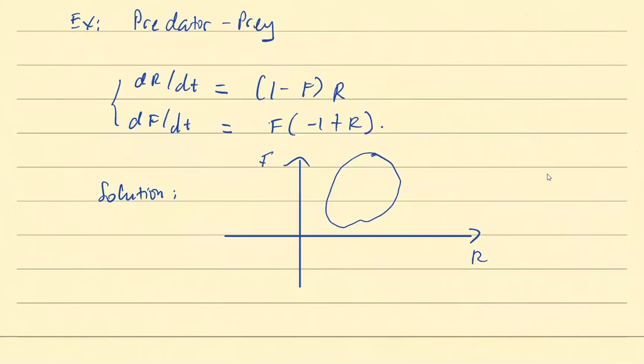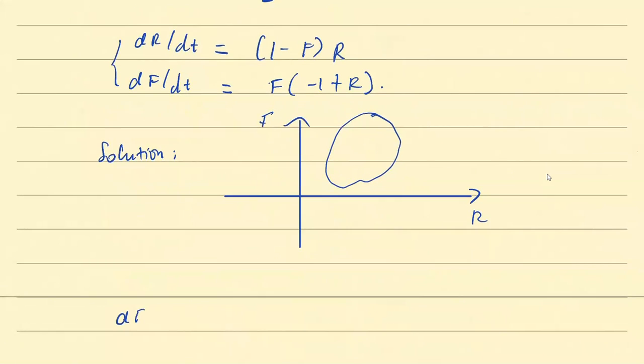So again, let's say if you think of F as a function of R, then you do dF/dR, which is F times R minus 1 over R times 1 minus F, let's say.